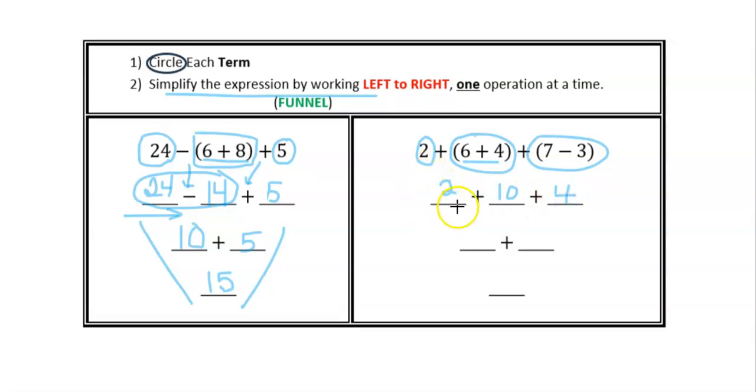Okay, now from there, we're going to add left to right, one operation at a time. 10 plus 2 is 12. Bring down the plus 4 because we haven't done it yet. And then 12 plus 4 is 16. So in that funneling process, we went from 3 terms down to 1 term. So we evaluated or simplified the numerical expressions. We did the math in the right form, performing the operations in the right order.